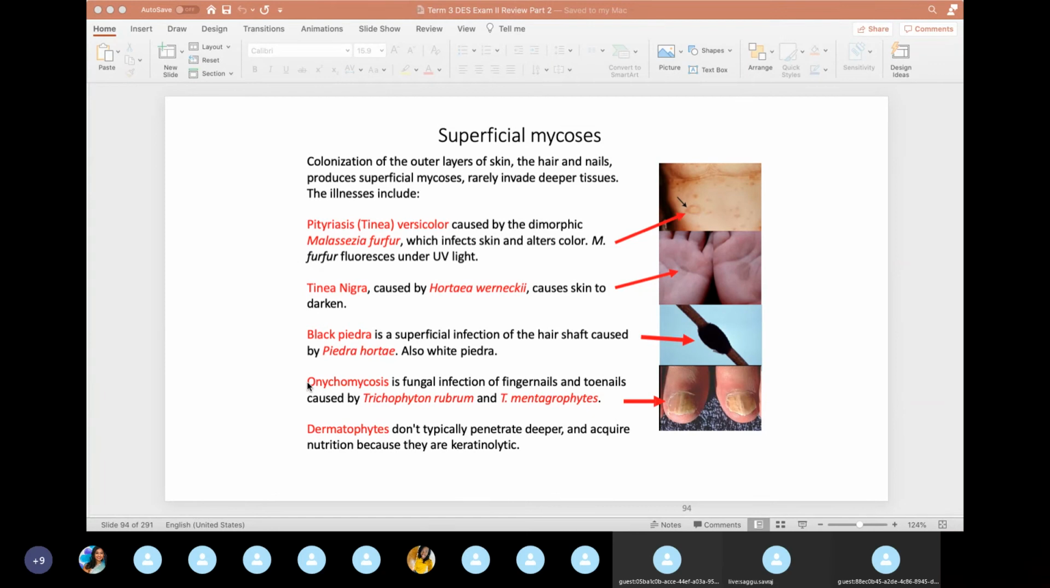Black piedra and white piedra. Causative organism? Piedraia hortae. What does it do in a human? Superficial infection of the hair shaft. Onychomycosis? Think about fingernails, infection of the fingernails. Examples of organisms? Trichophyton rubrum, Trichophyton mentagrophytes. And the dermatophytes, they're only on the superficial layer of your skin. They do not penetrate deeper, okay?